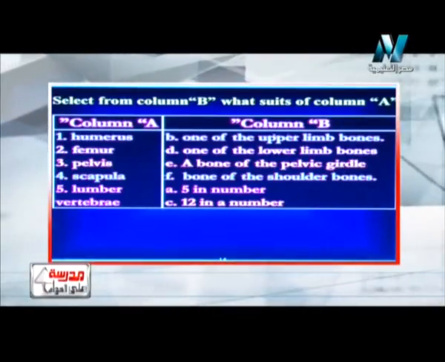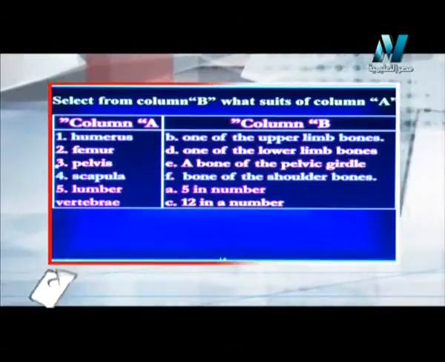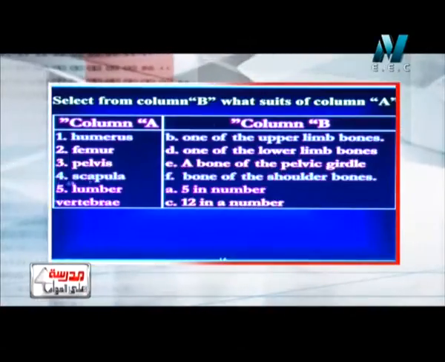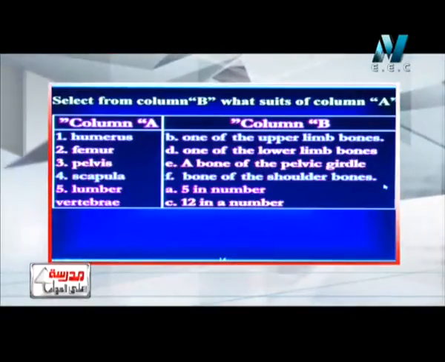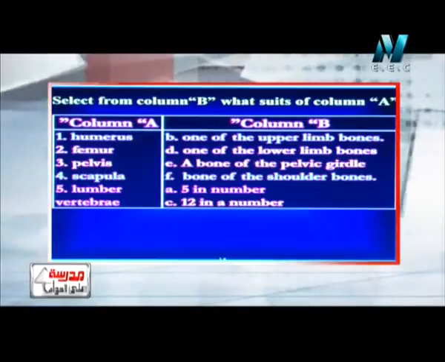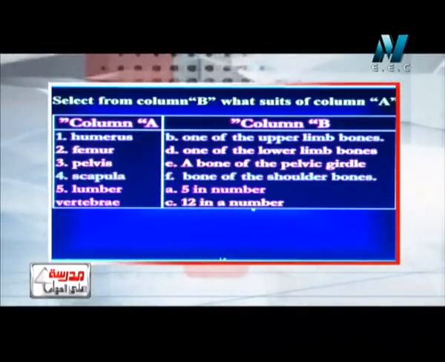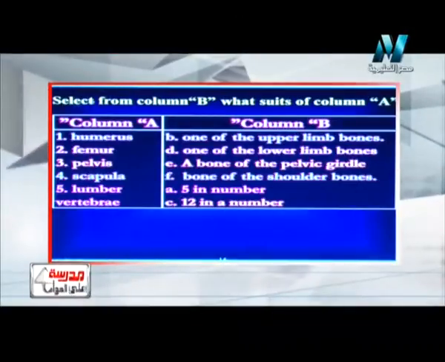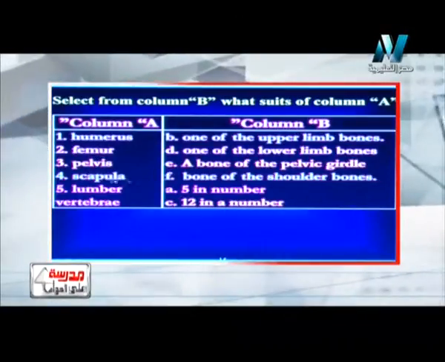But the femur is one of the lower limb bones. The pelvis is a bone of the pelvic girdle. Scapula is a bone of the shoulder bones. The lumbar vertebra, 5 in number. But the last part has no answer: 12 in number. That is the number of the thoracic vertebra, which is not located in column A.